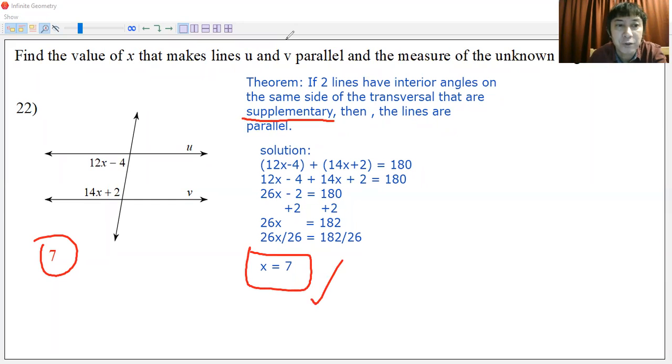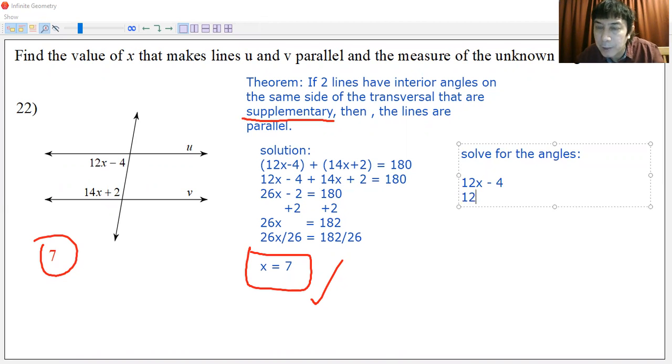We shall solve for the values of the angles. Over here at the right side, we shall start with 12x minus 4. 12x means 12 times the x. 12 times the 7, and then we subtract the 4. 12 times 7 is 84, then we deduct the 4. We have something like 80 degrees.